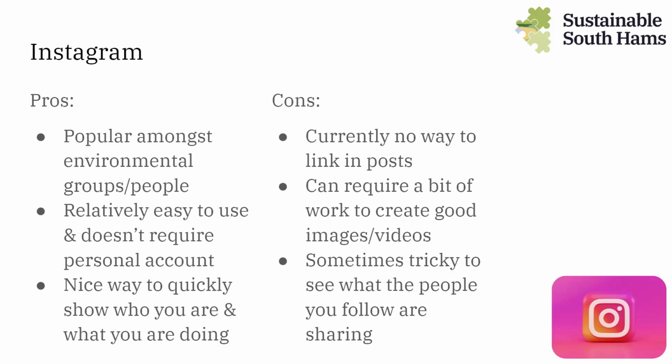And it can sometimes be a bit tricky to see what the people you follow are sharing. Instagram has recently changed their format so that when you're on your feed, which shows you everything people are sharing, it pushes stuff that it thinks you'll be interested in, which you're usually not. What you can do is go to the top left of your Instagram and click a little arrow there, and it will offer the option of clicking following, and then you can just see the posts from people you're following. It's a bit annoying that you have to do that extra step, but it is possible.